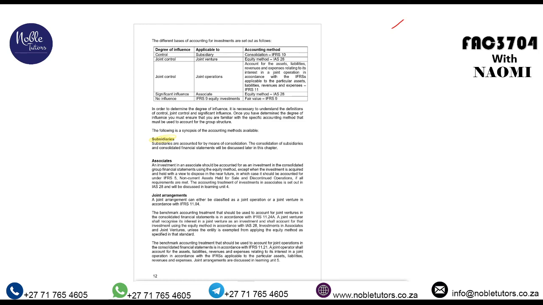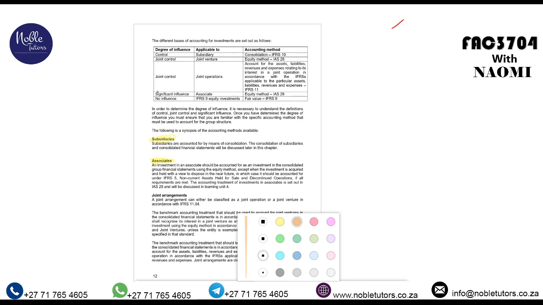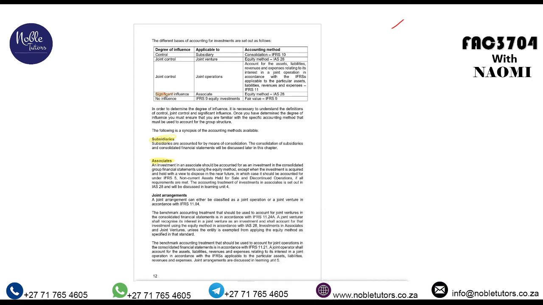Then we could have associates. Here, two companies are having some significant influence. To know that I have an associate, I have significant influence. Not control, but significant influence over the decisions of the company. That is an associate. So an associate is known by significant influence.